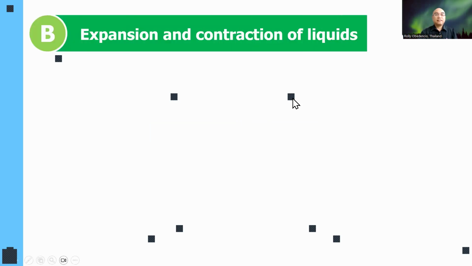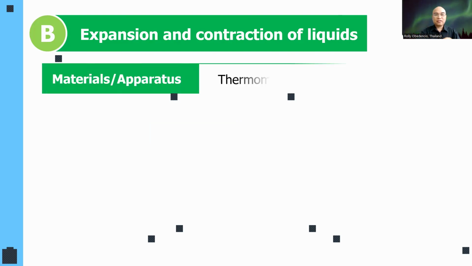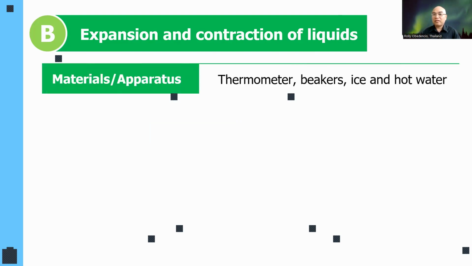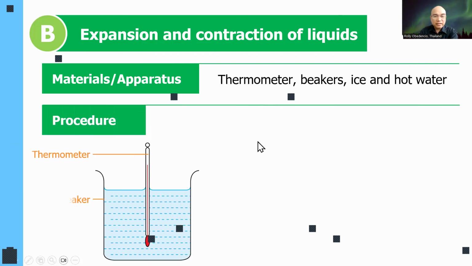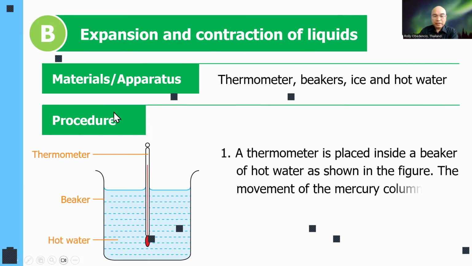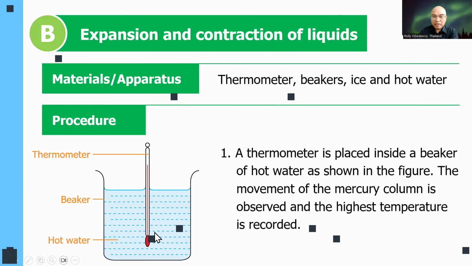Now that we have watched it, let's talk about the expansion and contraction of solids. So another one, we need materials like thermometer, beakers, ice, and hot water. And how is it to be done? Here's the procedure. A thermometer is placed inside a beaker of hot water as shown in the figure.